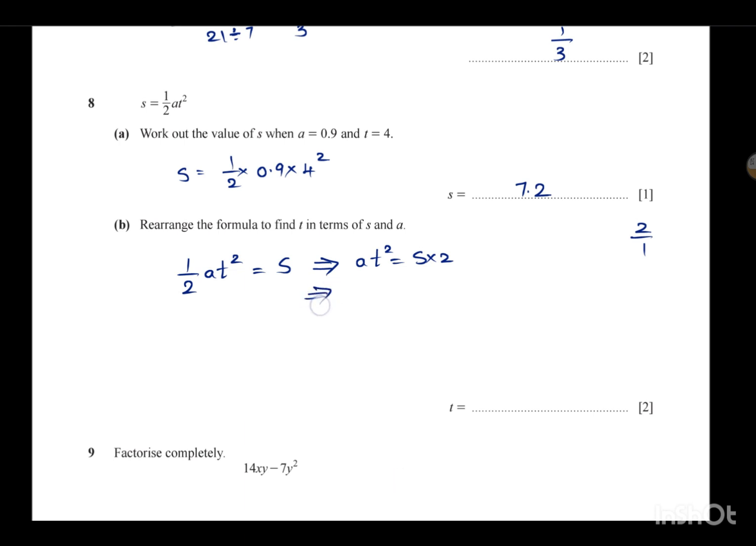Next, keeping T square, bring A. So I'll write this as 2s now because S multiplied by 2 is 2s by A. Because it is multiplying on left side, it will be dividing on the right side. Now only T we need, so plus or minus. Because it is square, we need to find out the square root of the complete expression. So the answer is plus or minus square root of 2s by A.